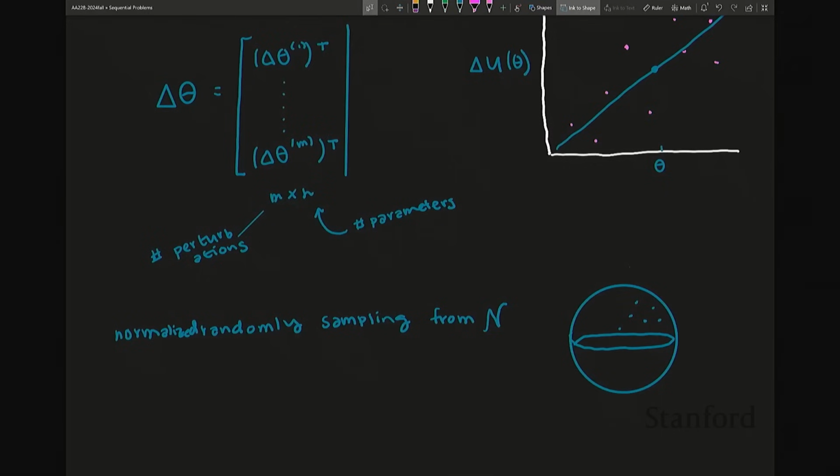So that's how we get our changes in theta. Yes, question? Just wondering, if you're randomly sampling around that point theta, how are you getting a line from that? Yeah, great question. So the question is, if you're randomly sampling around the point theta, where does the line come from?